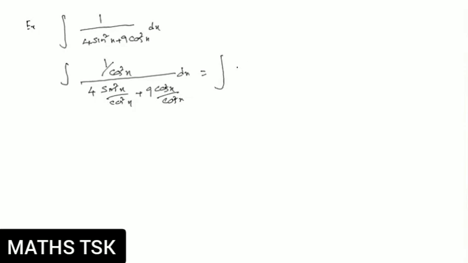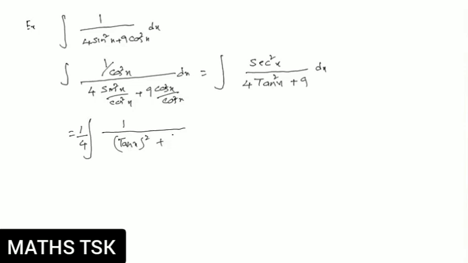What you can write directly is secant square x by 4 into tan x square plus 9 into dx. So I can write it like this, integration of 1 by, we take 4 common, 1 by 4 into, this can be written as tan x whole square, and then plus 9 by 4 can be written as 3 by 2 whole square, into secant square x dx. I write it as d of tan x.